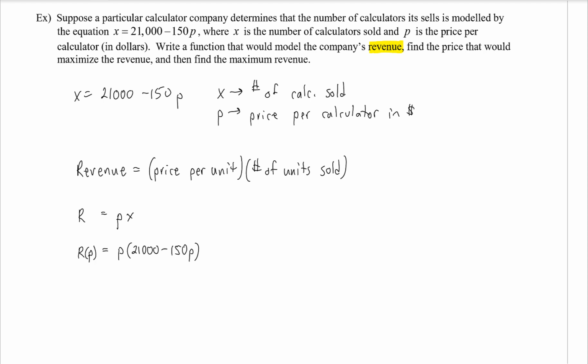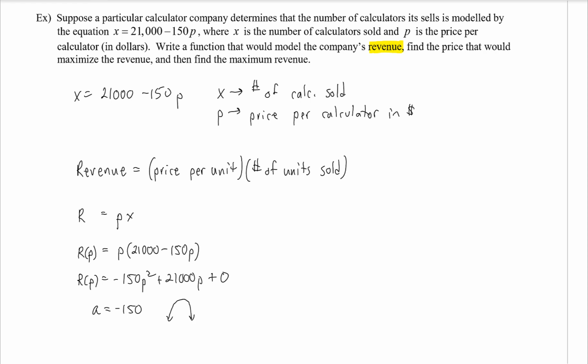So if I distribute that P, I get negative 150P squared plus 21,000P. Ooh, that's a quadratic function. Plus 0, right? That's my C value, plus 0, which makes sense, right? If you charge nothing for the calculator, your revenue is nothing. So if P equals 0, then your revenue is 0. So I get this quadratic function that opens downward. Look at that. A is negative 150, so this parabola would open downwards.